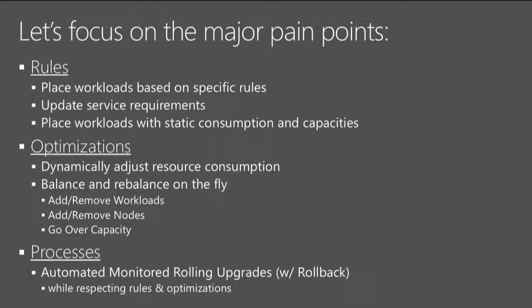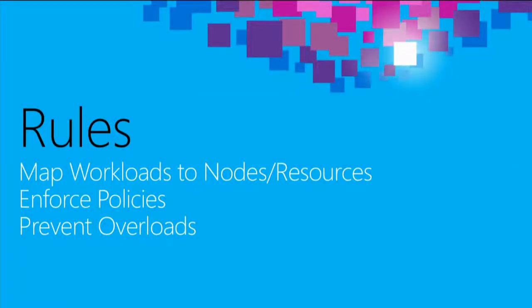And we're going to talk about processes, and the best one is always rolling upgrades that we can do without downtime. So you can patch your code, change config, and do any sort of manual interventions you need to do, and not have to worry about uptime and things like that. So let's jump right in. Let's talk about some rules.